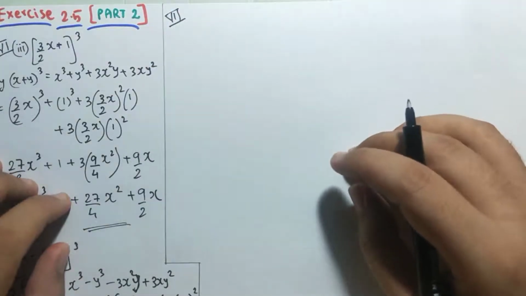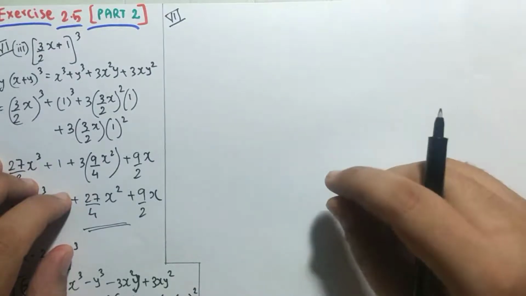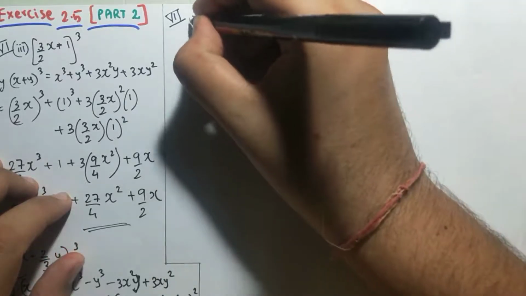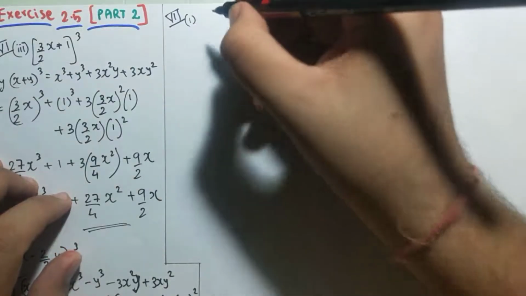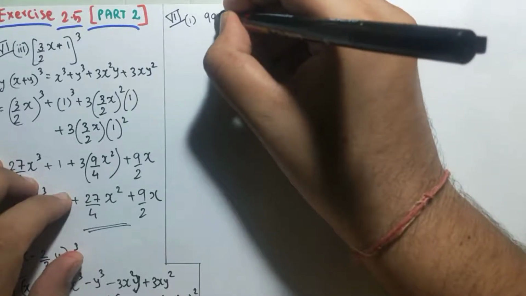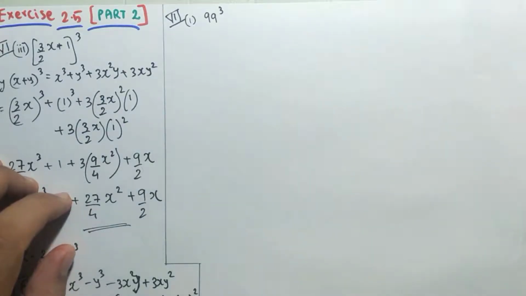The seventh sum: evaluate using identities. There are 3 sums. I will be doing 2, so I am doing the first and second. The third one will be done by you. The first one is 99 whole cube, or 99 cube. Don't find 99 cube by multiplying.